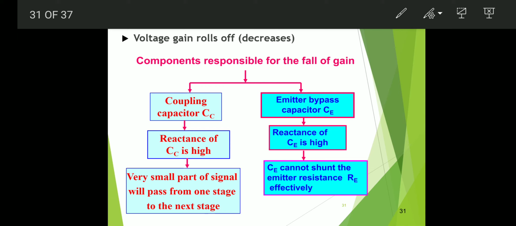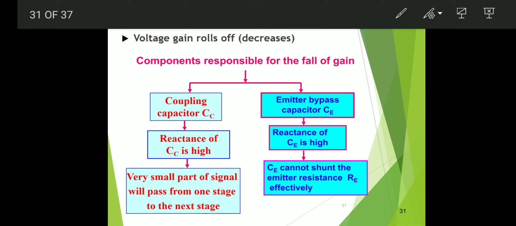Now come to the bypass capacitor. Its reactance is very high. This bypass capacitor is connected across the RE resistor, shunting the emitter resistor. With high reactance, this capacitor cannot shunt the emitter resistance RE effectively. It is unable to bypass the AC signal. Due to these two reasons, the gain decreases below 50 Hz in the RC coupled amplifier.